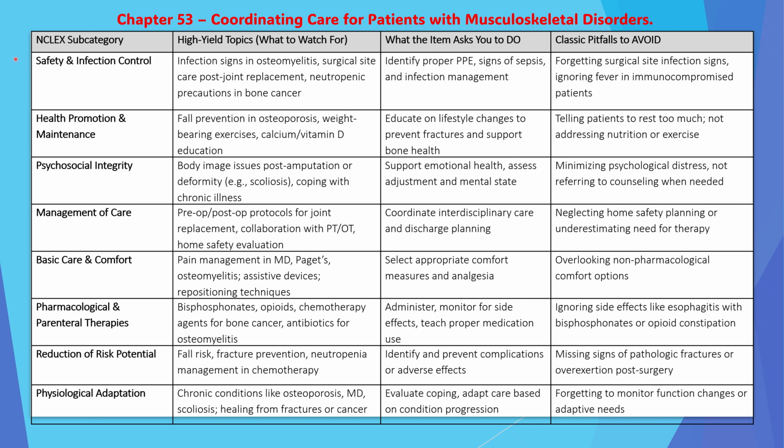We're moving forward more in depth, like high-yield topics: what to watch for, what the items ask you to do, classic pitfalls to avoid. Here, physiological adaptation, chronic conditions like osteoporosis, MD, sclerosis, healing from fracture or cancer. This will be more in NCLEX, and they will ask you to evaluate coping and adapt care based on condition progression, forgetting to monitor function changes or adaptive needs.